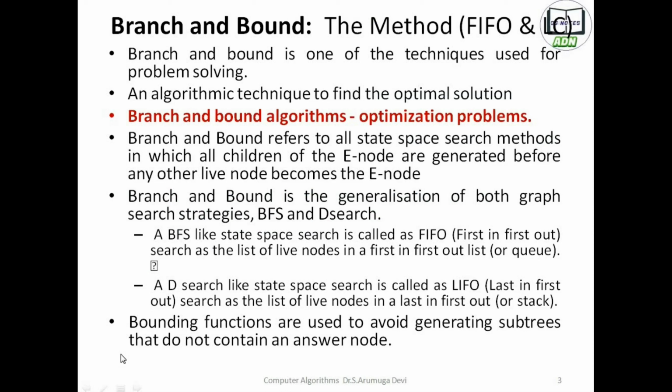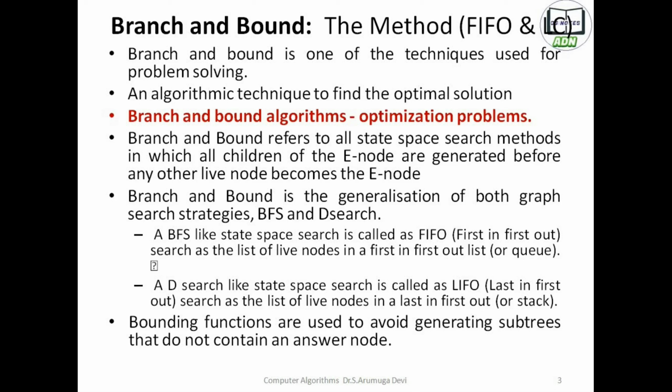Branch and bound: the methods are first in first out (FIFO) and least cost (LC). The 0-1 knapsack problem can be solved by using the greedy method, backtracking, and dynamic programming, and it can also be solved by using branch and bound. Branch and bound is an algorithm design technique which is generally used for solving optimization problems.